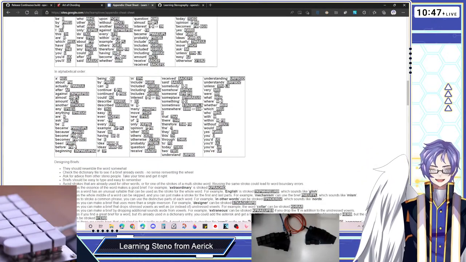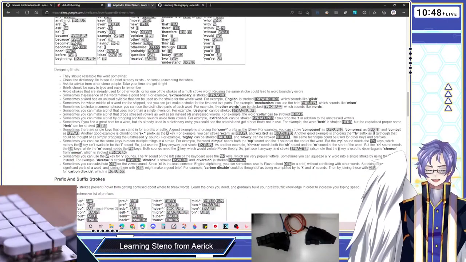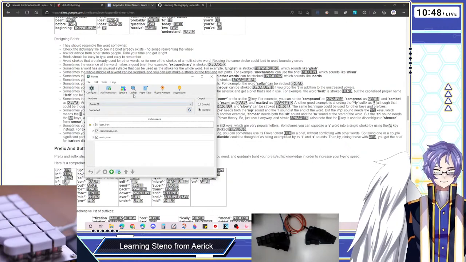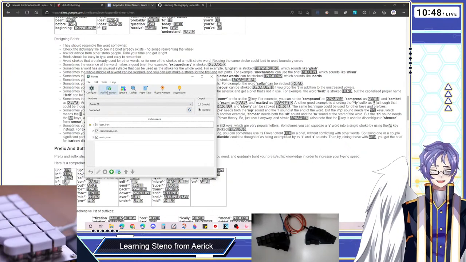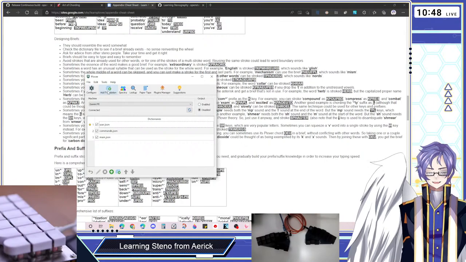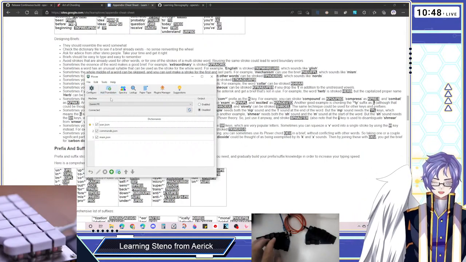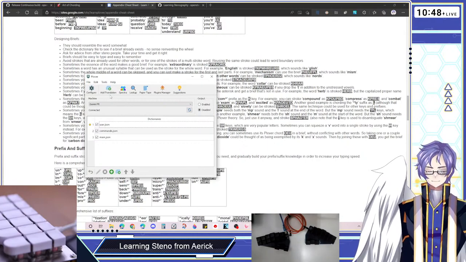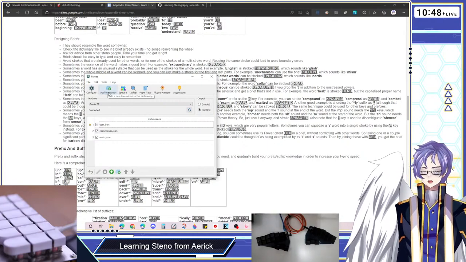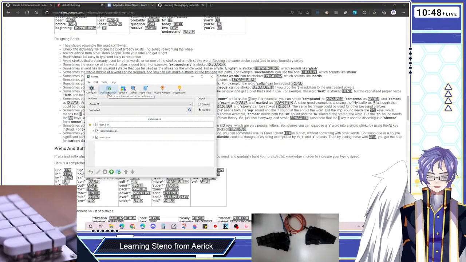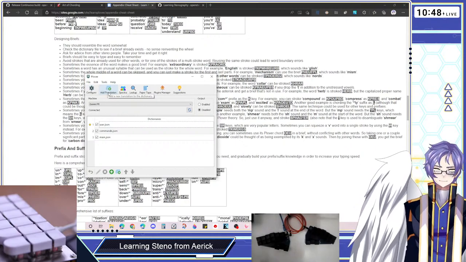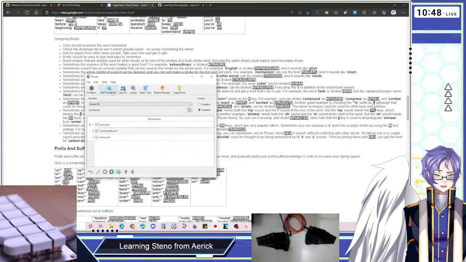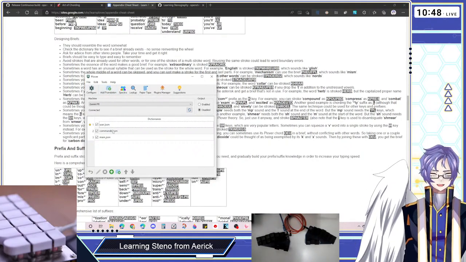Oh, it's going to be a lot to actually go over. Yeah. Designing briefs. So one thing that I'm definitely going to have to do is add translations, right? So by translation, it means translating what is pressed to what appears on screen, right? Yeah, an entry. And because I do Japanese English, sometimes there are Japanese words that stay. Yeah, they remain. So I'm going to have to add translations for those, right? Yeah. Okay.